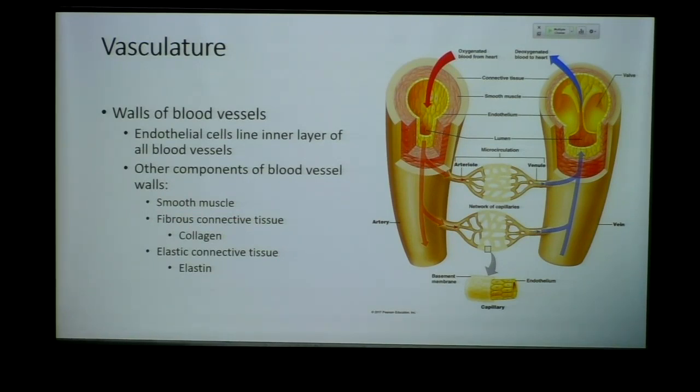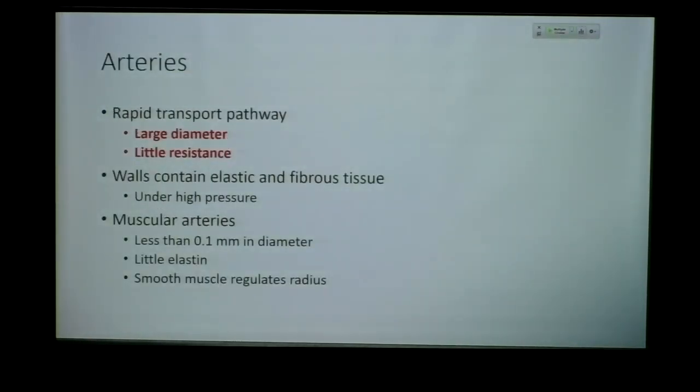So we want our arteries, all of our vessels for that matter, to have tensile strength to resist the flow or the pressure, but to also have some bit of give. And we'll see that some of the vessels have more elasticity than others, but all vessels have these 3 properties. So there's smooth muscle, there's fibrous connective tissue, and there's elastic connective tissue. All right. So we'll start off by looking at the arteries specifically.